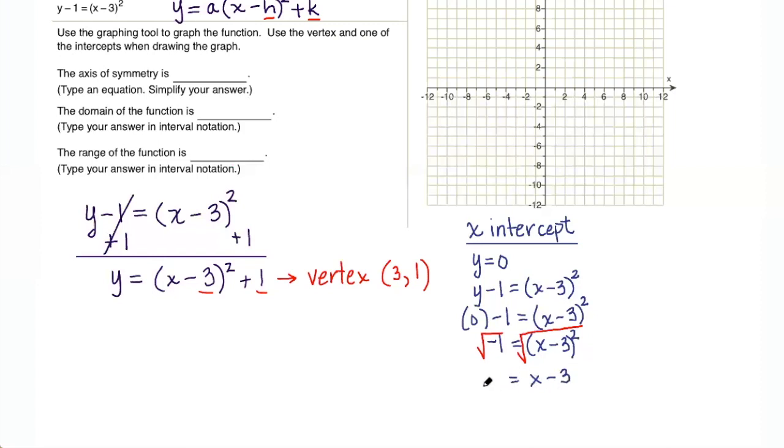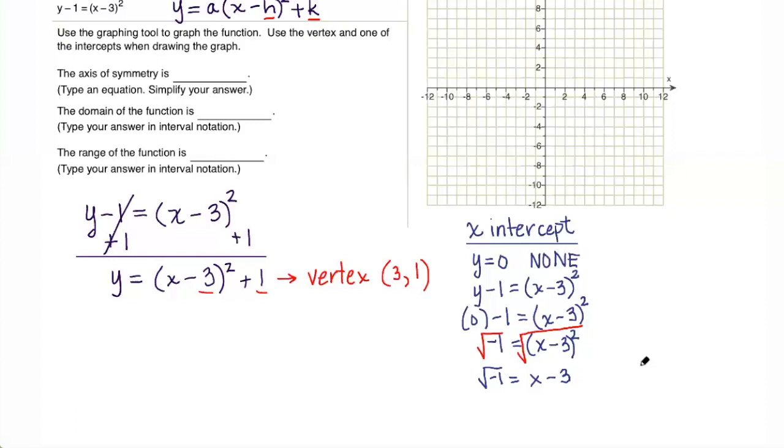But the right side says the square root of negative 1. Square root of negative 1 is an imaginary number. Remember, if you have a negative number under a square root, you can't find a real value for it. So at this point, my equation is nonsensical. And this is telling me that I will not have any x-intercept for this parabola.